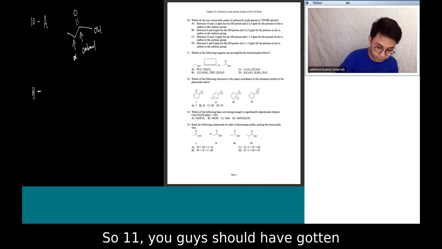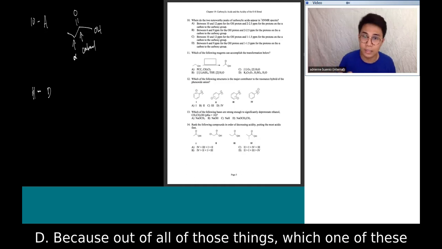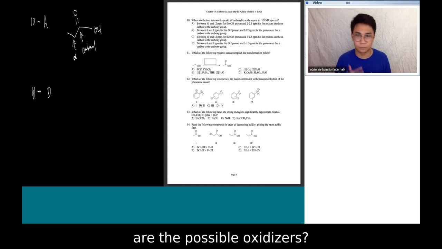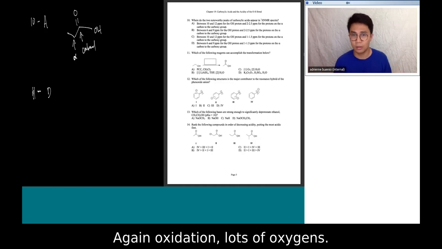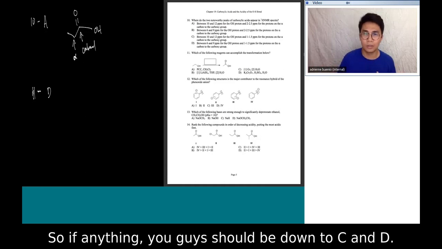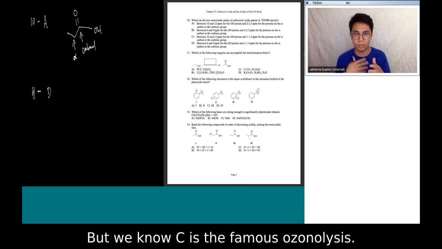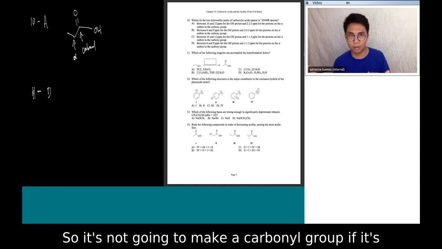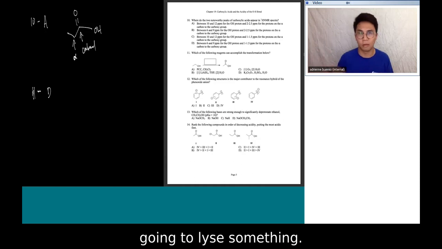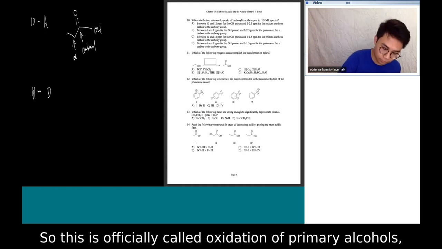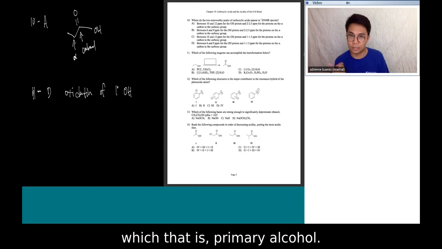So 11, you guys should have gotten D, because out of all of those things, which one of these are the possible oxidizers? Again, oxidation, lots of oxygens. So if anything, you should be down to C and D, but we know C is the famous ozonolysis, right? So it's not going to make a carbonyl group if it's going to lyse something, right? So this is officially called oxidation of primary alcohols, which that is, right? Primary alcohol.